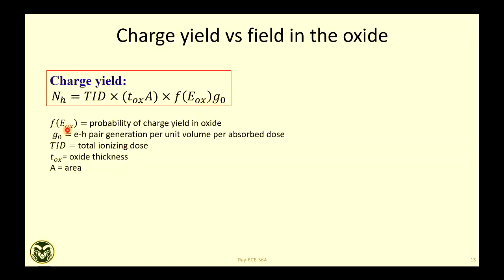Then these are the equations you need to use. These are very much like volumetric equations. So this is Tox times area, which is nothing but the volume of the oxide. What is the insulator volume? Thickness times area of the insulator, right?